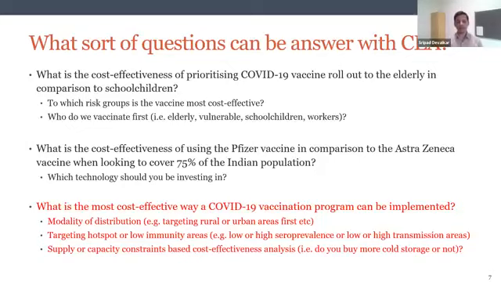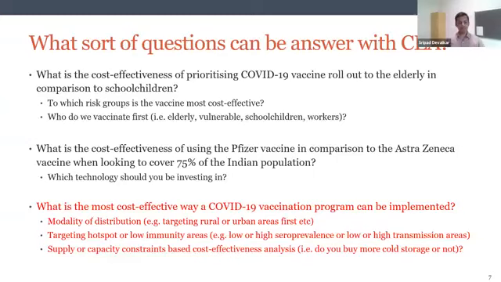Another kind of question that one could ask is, which is a more effective vaccine? Should we be using the Pfizer vaccine, or should we be using the AstraZeneca vaccine? Or should we be using Covaxin? Or is there a mix of these different vaccines based on their effectiveness, based on their availability, the resources required to distribute these vaccines? Which of them is most cost effective?